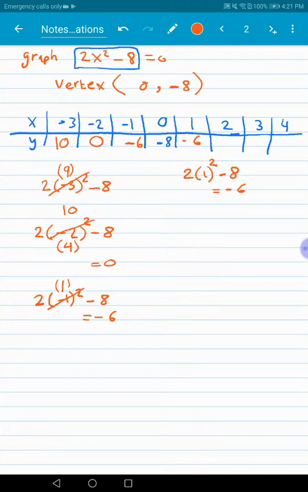Continue replacing here, you will get 0. Complete the 3, it will be 10. The 4: 2 times 4 squared minus 8. 4 squared is 16. 2 times 16 is 32. Minus 8 is 24. So here we have 24.